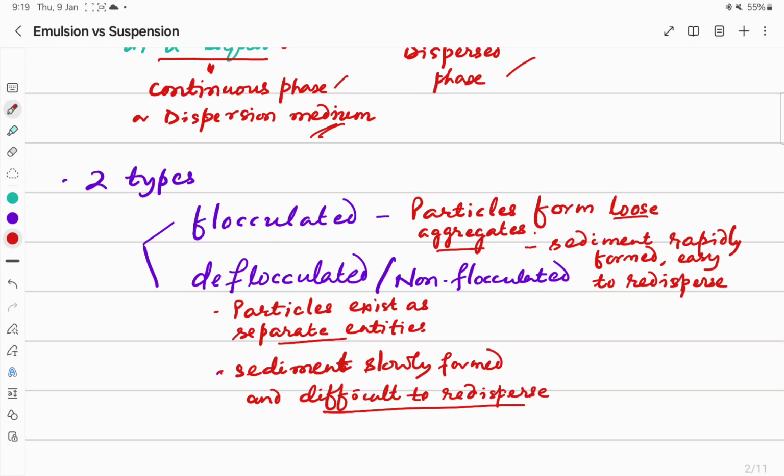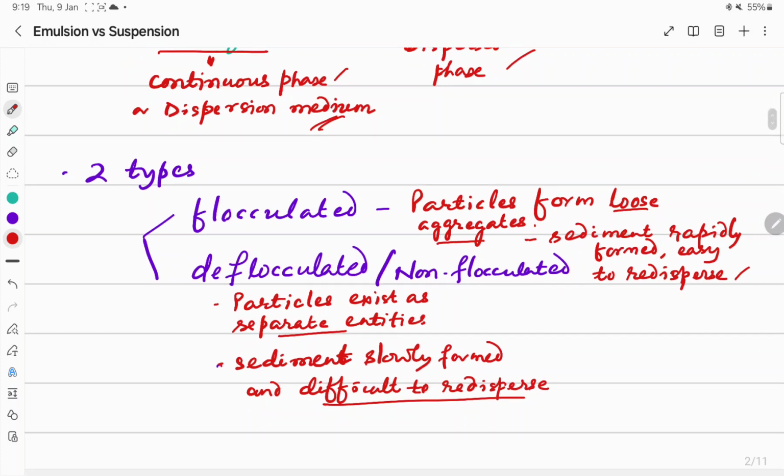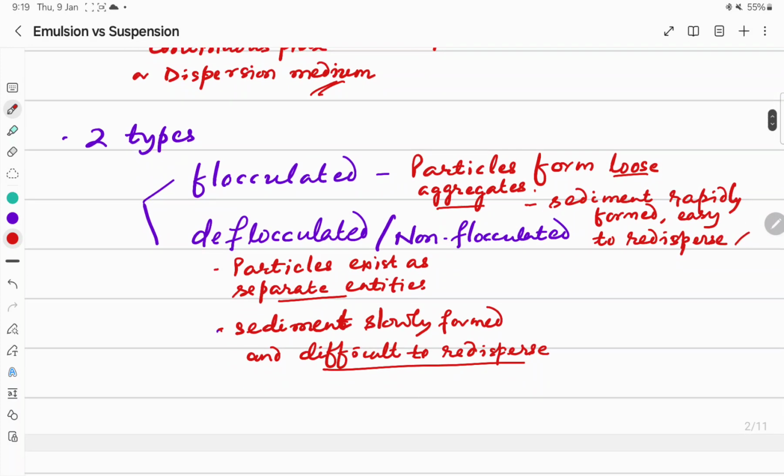In case of flocculated, particles form loose aggregates and on sedimentation they can be easily redispersed, and here the sedimentation is rapid, sediment is rapidly formed and easy to redisperse. Whereas in case of deflocculated or non-flocculated, particles exist as separate entities and sediment is slowly formed but difficult to redisperse.